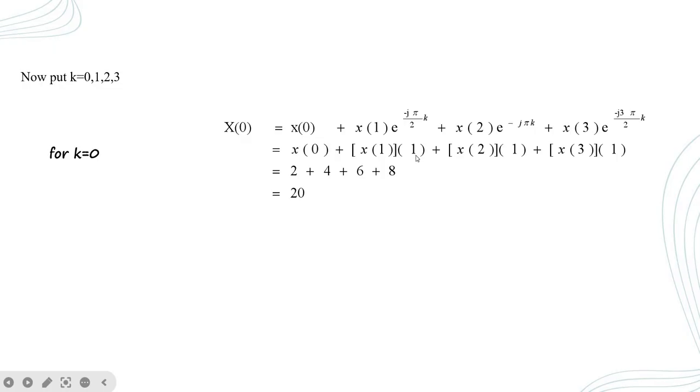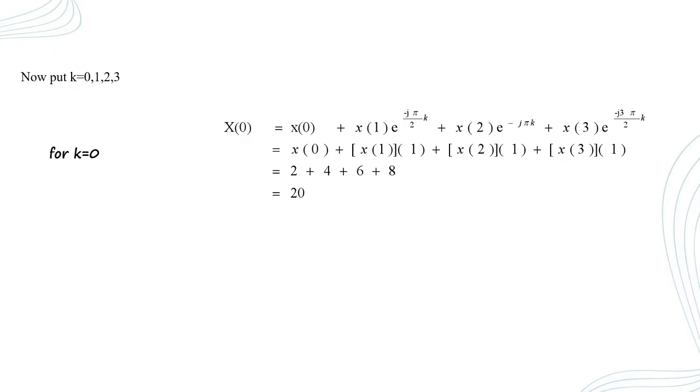e raised to 0 is 1. Next, third term, x of 2 as it is. Again k is 0, so this term will become 0. e raised to 0 is equal to 1. Plus x of 3 e raised to, k value is 0. So here again this term will become 0. e raised to 0 is 1. So x of 0 is what?